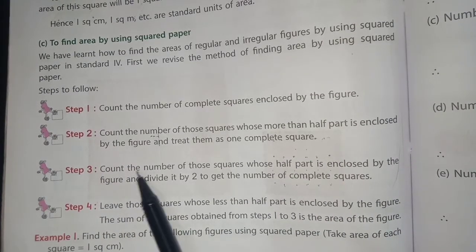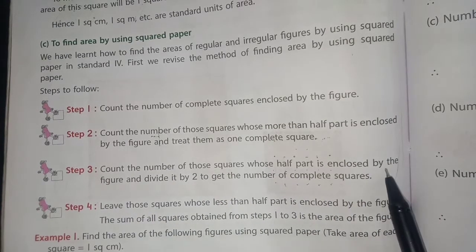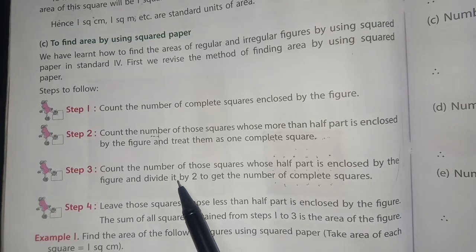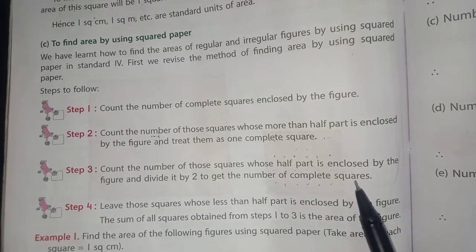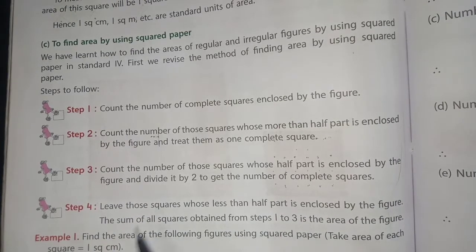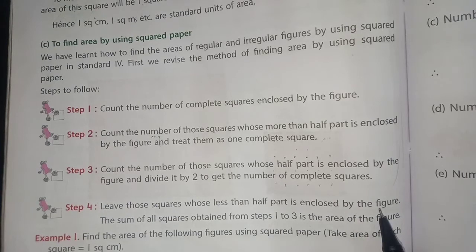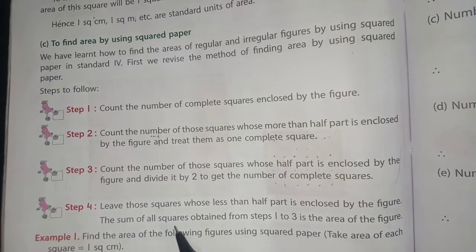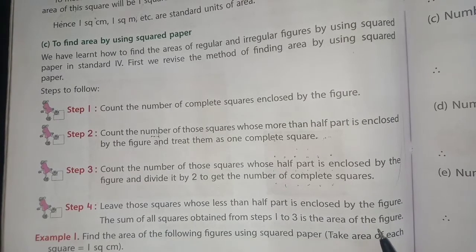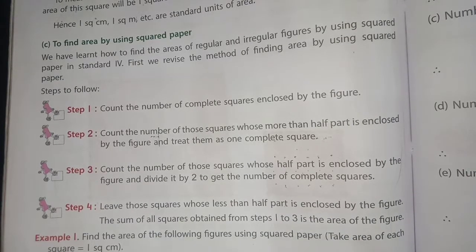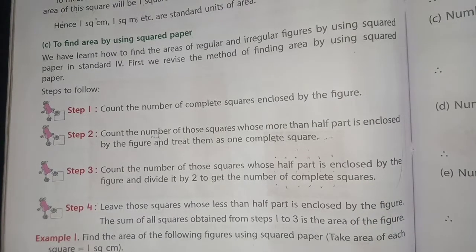Step 3. Count the number of those squares whose half part is enclosed by the figure and divide it by 2 to get the number of complete squares. And step 4 is leave those squares whose less than half part is enclosed by the figure. And the sum of all the squares obtained from step 1 to step 3 will be the area of the figure. Now based on these steps, we will just complete our exercise.